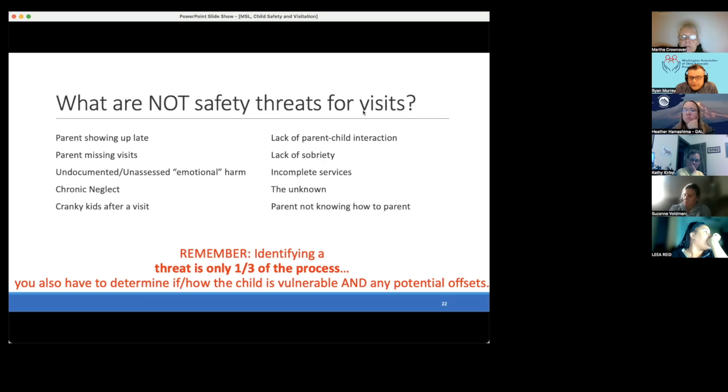But I would encourage you to use the analysis. So what's the threat? How is the child vulnerable to that threat? And why can't the parent keep the kids safe from that threat? What's missing? And are there ways that we can mitigate that?